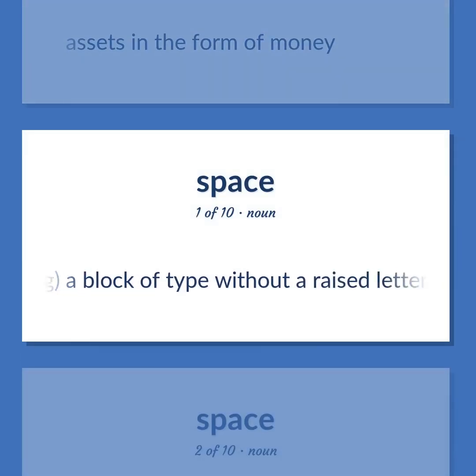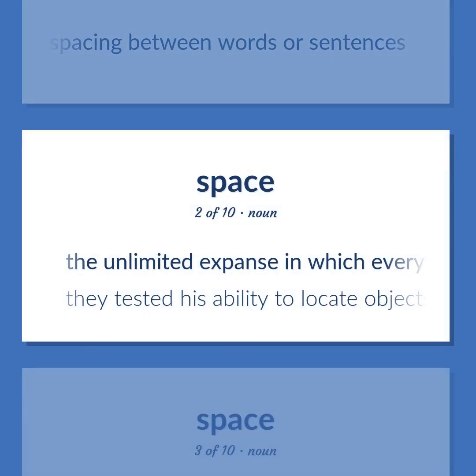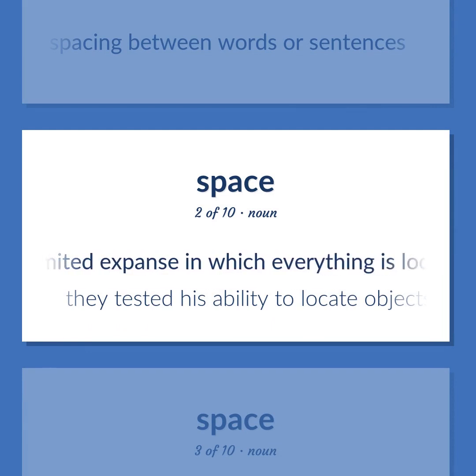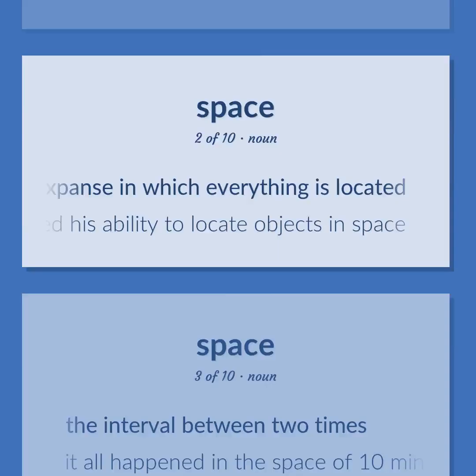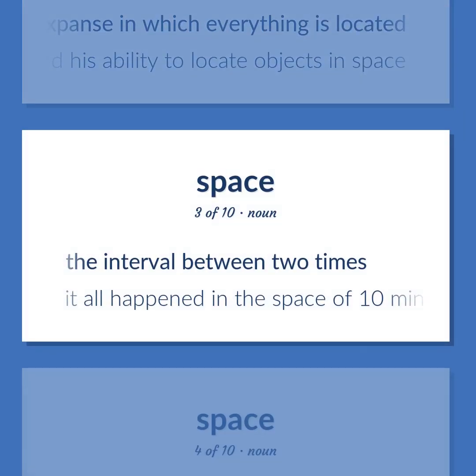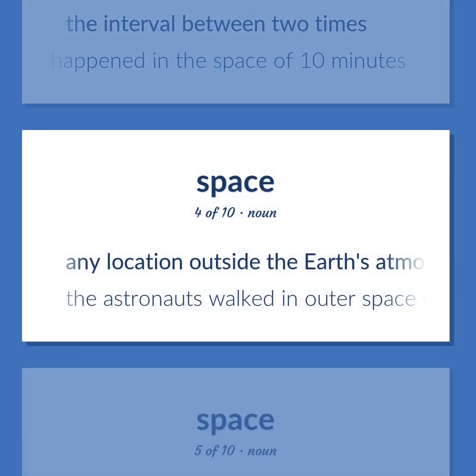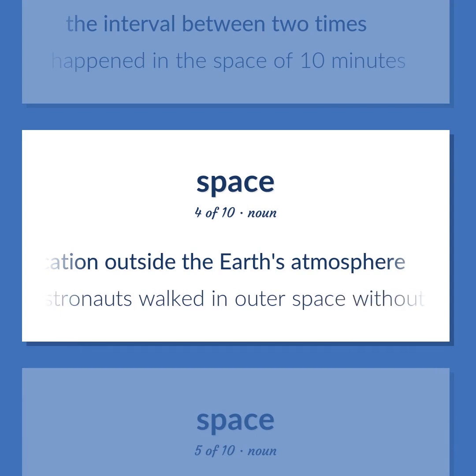Printing. A block of type without a raised letter, used for spacing between words or sentences. The unlimited expanse in which everything is located. They tested his ability to locate objects in space. The interval between two times. It all happened in the space of 10 minutes. Any location outside the Earth's atmosphere. The astronauts walked in outer space without a tether.